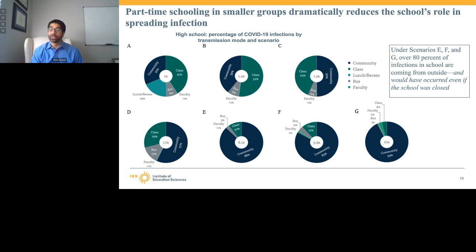And as we go through scenarios A, B, all the way through G, what I want to focus on is the community piece, so that kind of darker blue color. And as we move from scenario A to scenario G, we see that darker blue community, the percentage of infections that are coming from the community increases. And finally, under scenarios E, F, and G, over 80% of infections in the school are coming from outside the school, and therefore would have occurred even if school was closed.